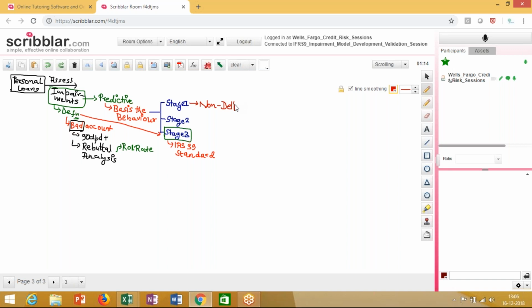Non-delinquent and active. I am a non-delinquent borrower and I am an active borrower. Now over here, I am the best borrower, right? So I'm non-risky and I'm just paying back my dues in time and I'm stage 1, right?